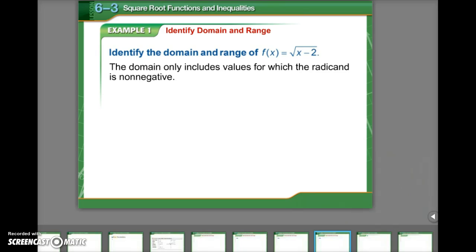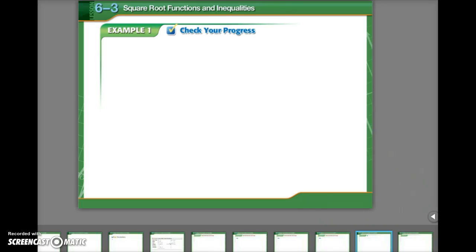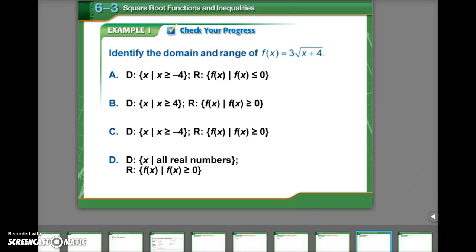Wow, lots of slides for the same problem. Okay, here's one for you guys to check your progress on. We're going to find the domain and the range of f of x equals 3 times the square root of x plus 4. Pause the video as long as you need. When you have your answer, come on back and check your work. Go ahead and advance to the next slide.